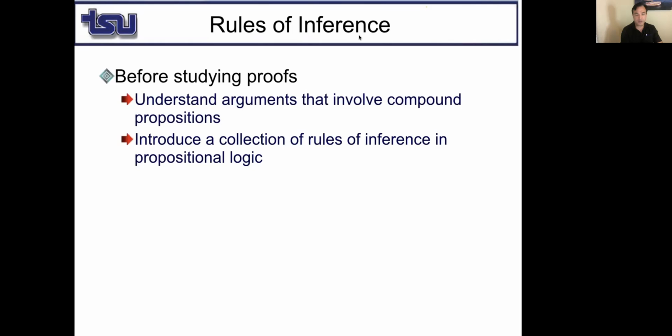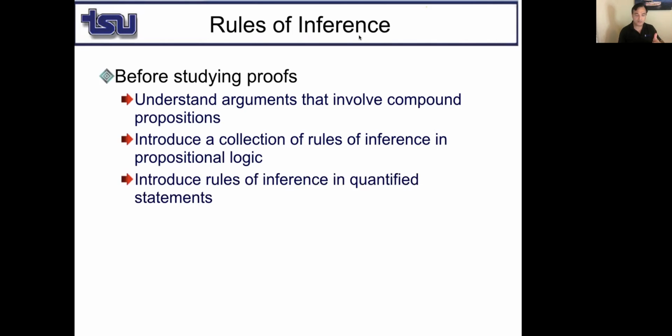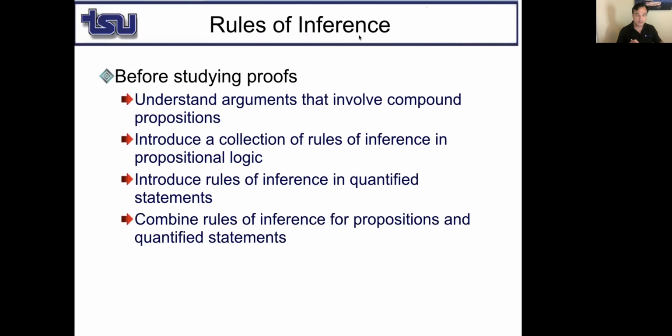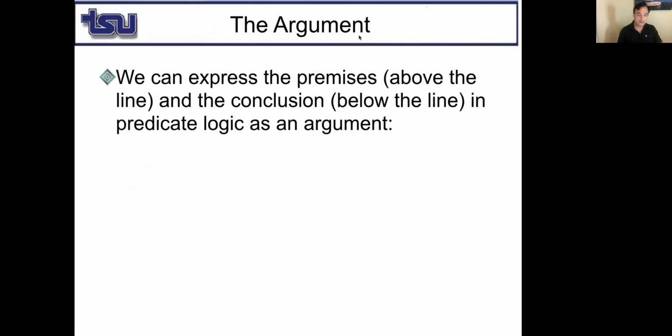So what we need to do is understand arguments in compound propositions. We should understand a collection of rules of inference in propositional logic. That's what we're going to see. And then we are going to understand the rules of inference in quantified statements. For example, for the existential quantifier or universal quantifier, what are the rules of inference for those quantifiers? And we are going to combine the rules of inference for propositional logic as well as for quantified statements.